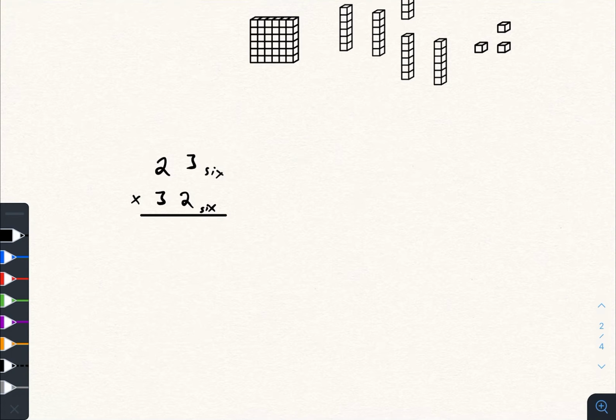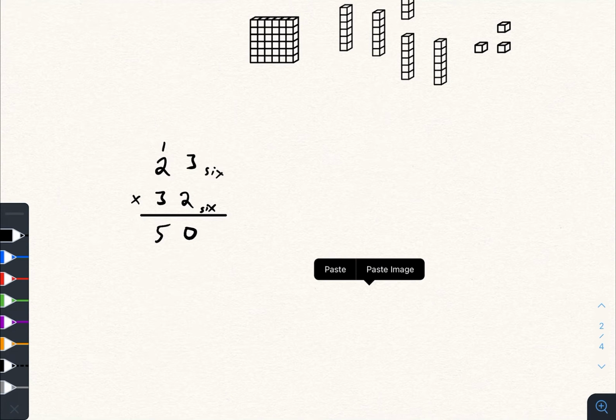So 3 times 2, what is 3 times 2 equal to? So 3 plus 3 base 6 is equal to 10 base 6, because that makes 6. So that's 10 base 6. I'm going to carry that 1 over. And then 2 times 2 is 4, and 4 base 6. And then I add that 1 that I carried over, and so I get 50 base 6. Okay, so 23 times 2 base 6 is 50 base 6.